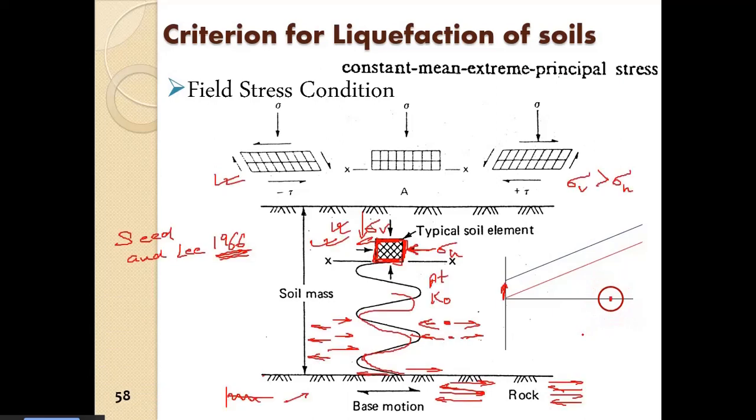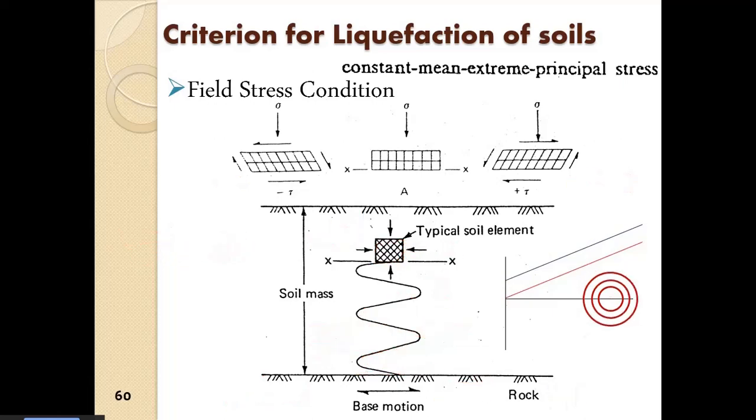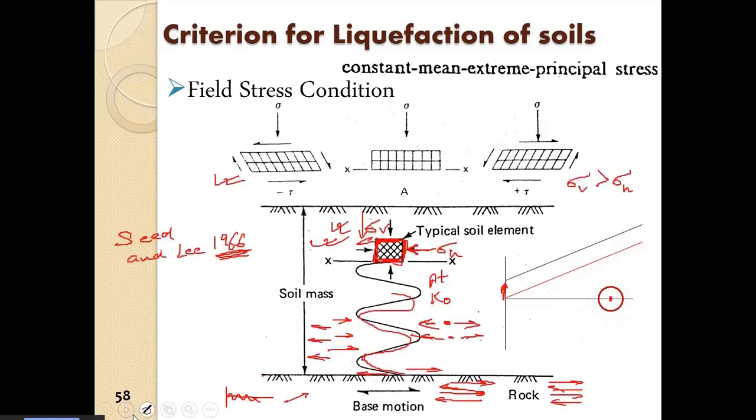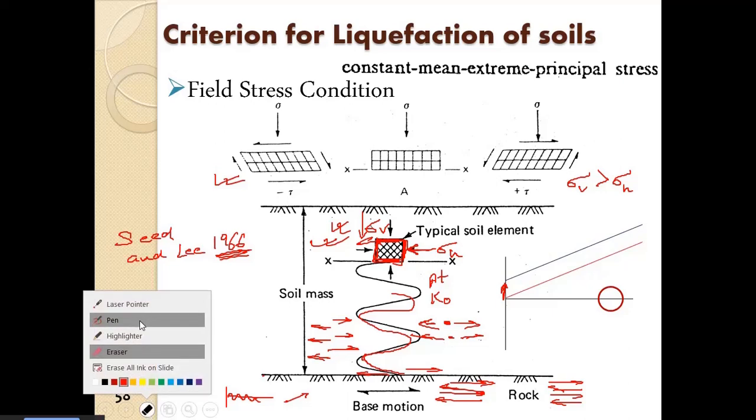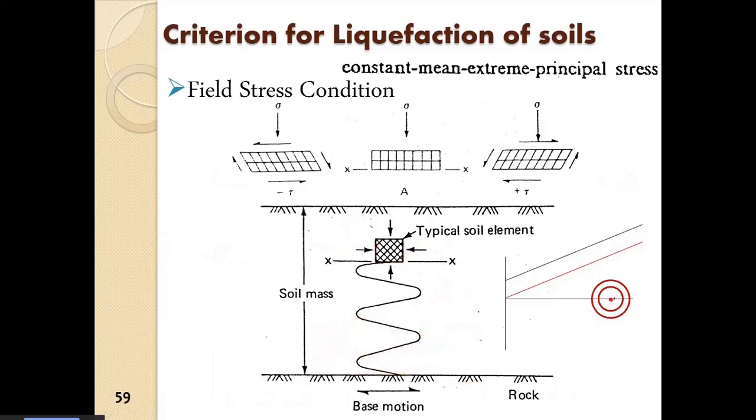So this is a cycle. In this pattern it will increase and decrease in the in situ condition, with the mean being here. Once it increases, then again it will decrease. Again in this pattern it will go on. So that is the stress condition during earthquake loading in a soil element in situ.